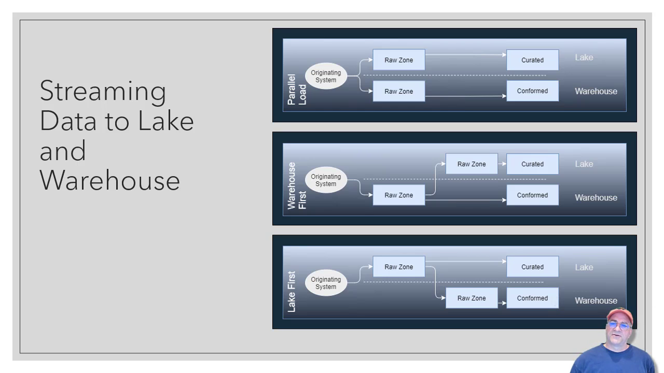In the warehouse first model, we would assume that the warehouse is more of a gold source than the lake. It becomes a superior data source to the lake. We put the data in the warehouse. The raw zone in the warehouse is replicated into the data lake, and then both the data stores do their own thing for either they're conformed or curated, and they proceed independently of each other from that point.